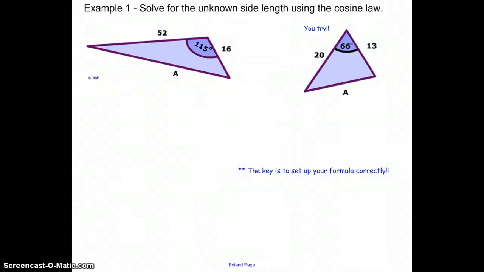So let's look at example 1. We're going to solve for the unknown side length using the cosine law. So we're looking for a. Notice that they have done this wrong. This should be little a because it's a side length, not an angle measure.